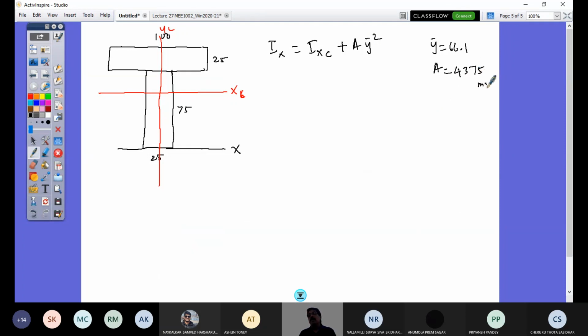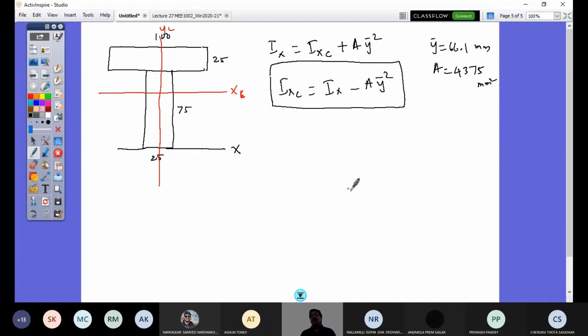4375 mm square. This is in mm. So IXC I have to get. That IXC would be IX minus area into y bar square. So I write it in this way.